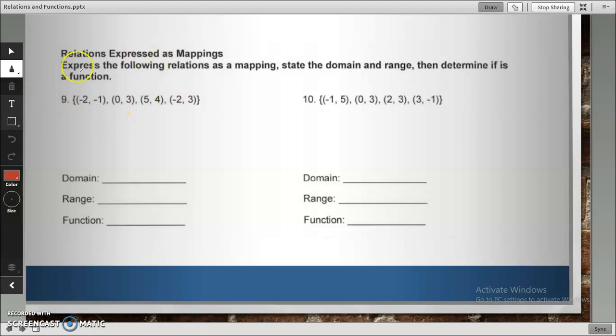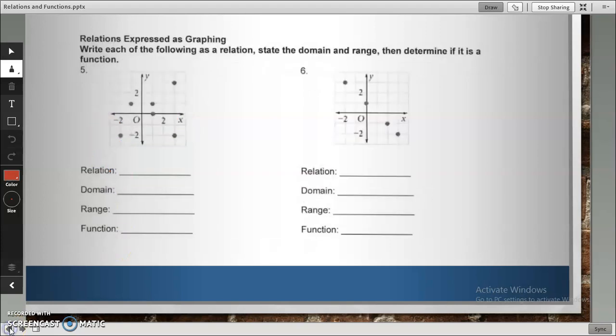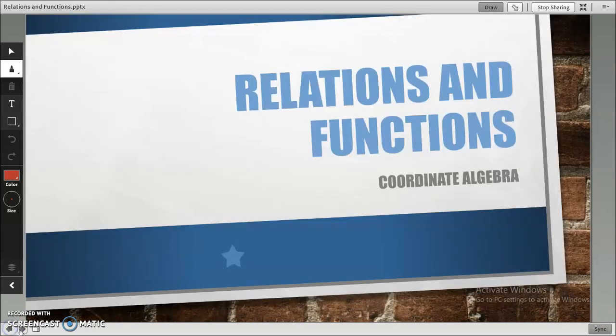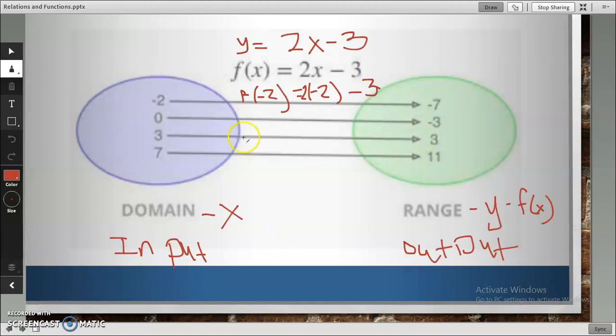All right, it says express the relation as a mapping. State the domain and the range and determine if it's a function. So we're going to do a mapping, just like we did at the very first one where we have our x values and our y values. And so we're just going to put all of our x values in numerical order. So I have -2, I have 0, and I have 5. I'm not going to put that -2 again, right? That goes in one circle. So remember, this is just like the very first example. Right here, this is a mapping.